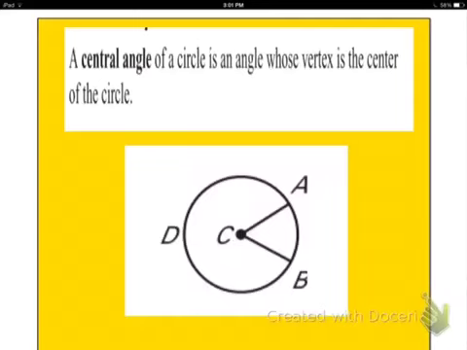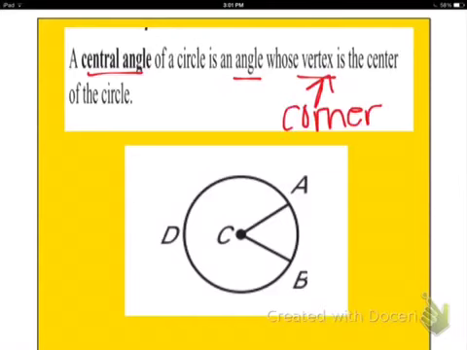Alright, tonight we're going to start working with central angles and inscribed quadrilaterals. So the first part is a central angle, and we need to go back to our definition which we worked on today in class. A central angle of a circle is an angle whose vertex, which is the corner, is the center of the circle. So if you notice, here's our angle, angle ACB, and the vertex of the angle is C, which is also the center.